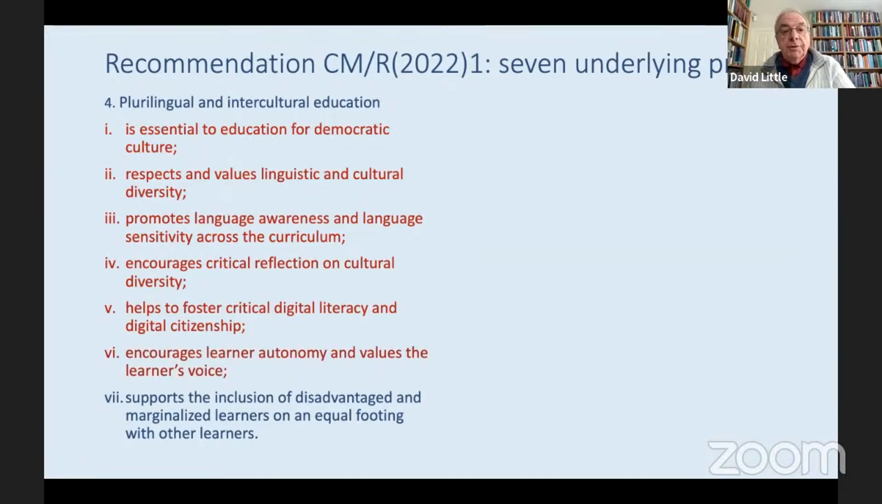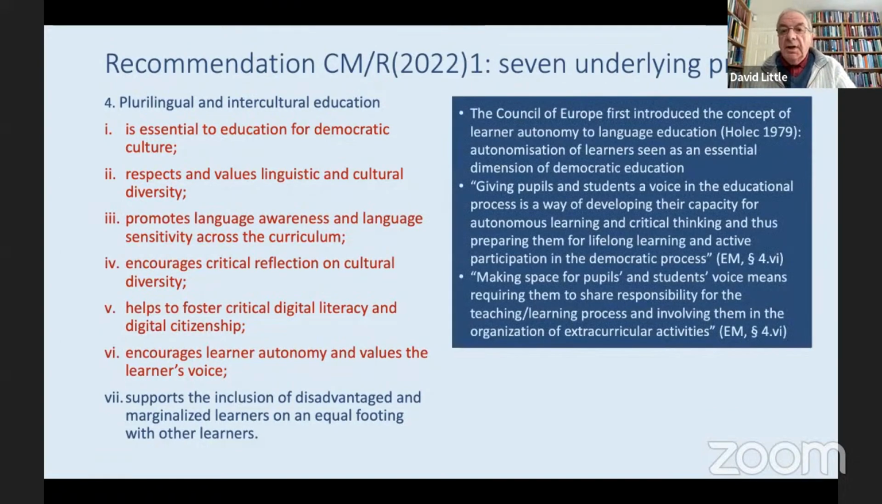Principle 6, plurilingual and intercultural education encourages learner autonomy and values the learner's voice. The Council of Europe first introduced the concept of learner autonomy to language education via Henri Holec's 1979 report, Autonomy and Foreign Language Learning. The autonomization of learners was seen as an essential dimension of democratic education.